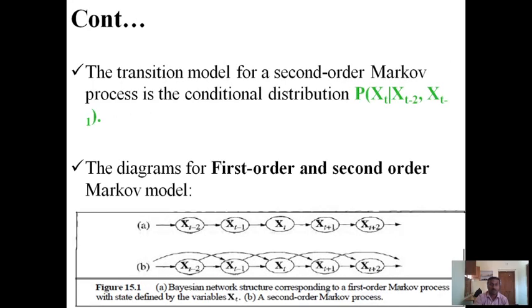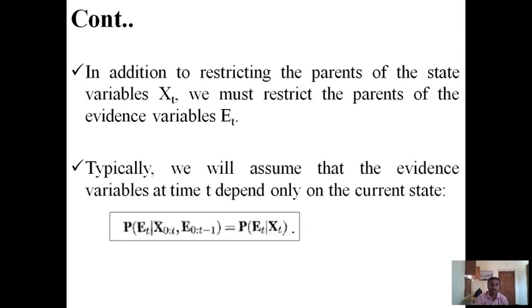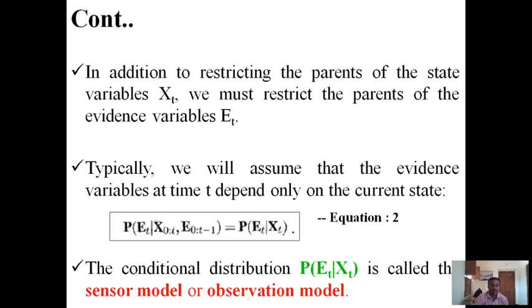So the transition model for a second order Markov process is the conditional distribution P(X_t | X_t-2, X_t-1). The diagram for first order and second order Markov models is given below. In addition to restricting the parents of the state variables X_t, we must restrict the parents of the evidence variables E_t. Typically, we will assume that the evidence variables at time t depend only on the current state. Thus the conditional distribution P(E_t | X_t) is called the sensor model or observation model.